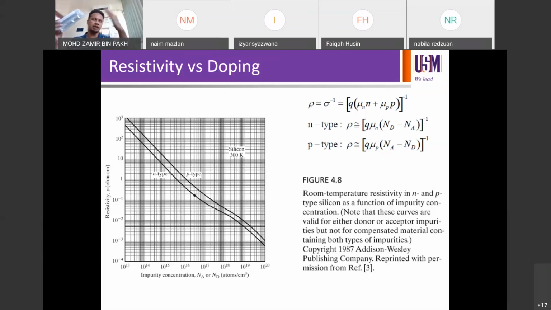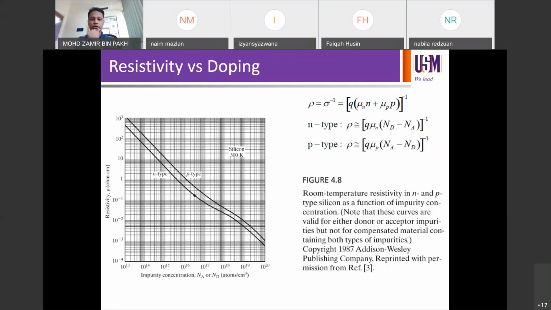So maksudnya, if you do something on the source, on the gate, or on the drain, you might see some difference that is not due to your processing, but rather due to the concentration of your original wafer. So you have to be very careful when you design an experiment, and you have to make sure that you have very tight control of your starting wafers in order to make sure that your final results are as desired, right?